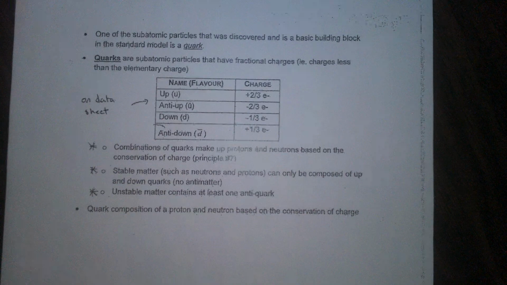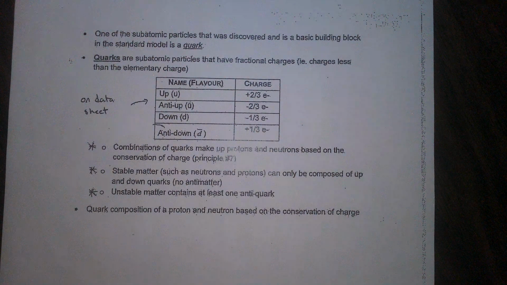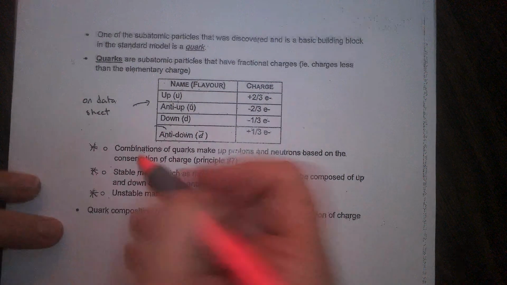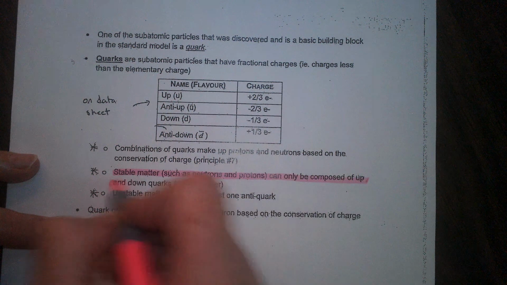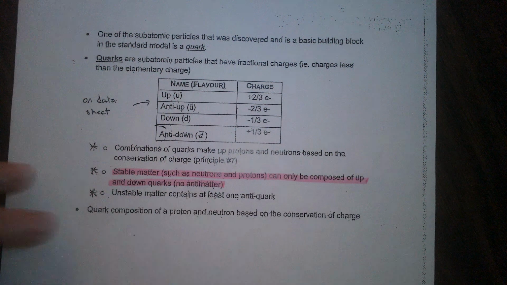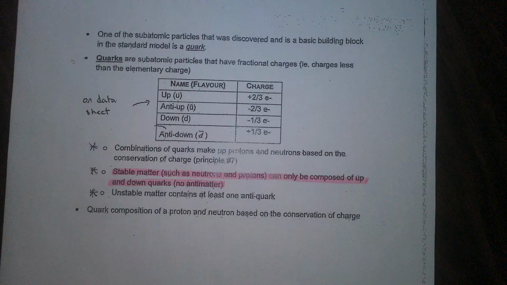All right. So combinations of quarks make up protons and neutrons. Stable matter such as neutrons and protons can only be composed of up and down quarks, no antimatter. This is key when you're building things. They cannot be made up of anti-up antiquarks or anti-down antiquarks. Unstable matter has to have at least one antiquark.